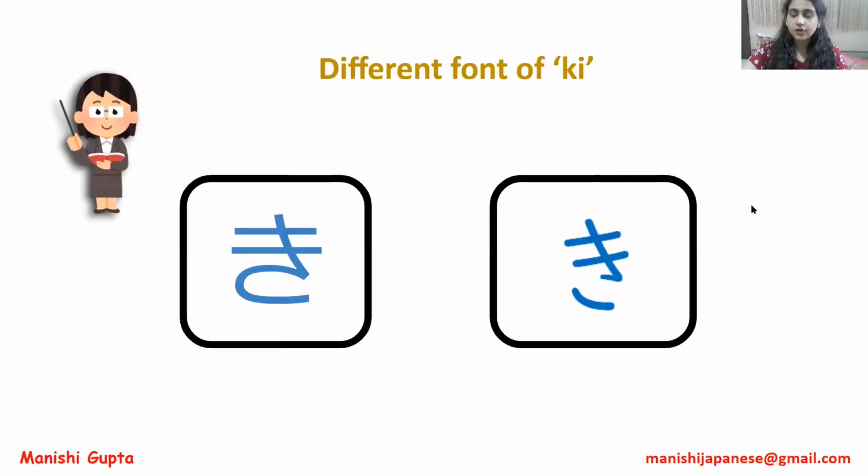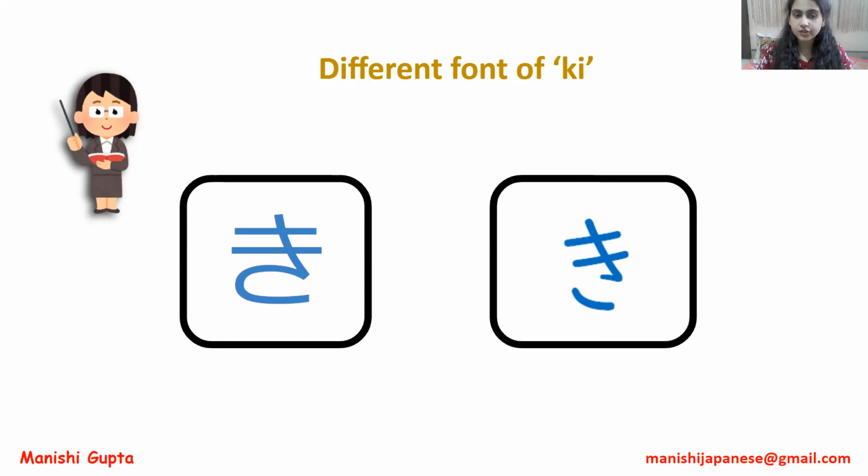Now, a very important point is that these are two different fonts of the same script. There are, of course, many other fonts as well, but these are the two most common fonts used. If you look at the second one, this is the font of Ki which actually looks like your written Ki. So whenever you're going to write down Ki, this is what it is going to look like.